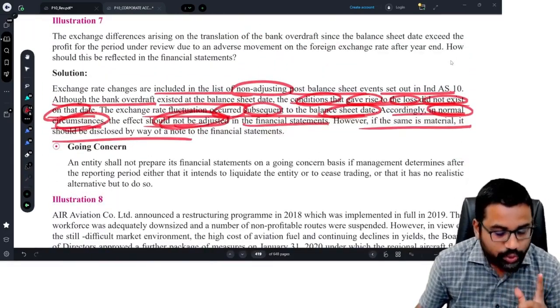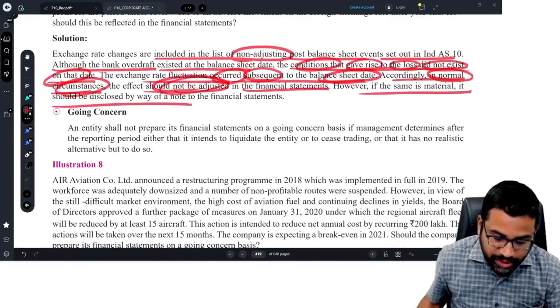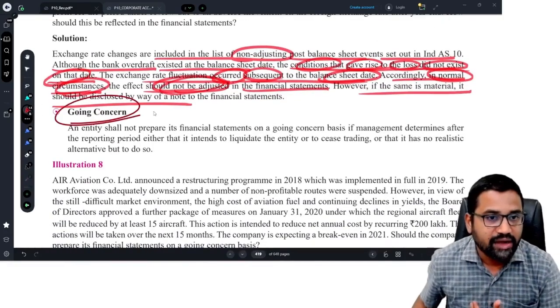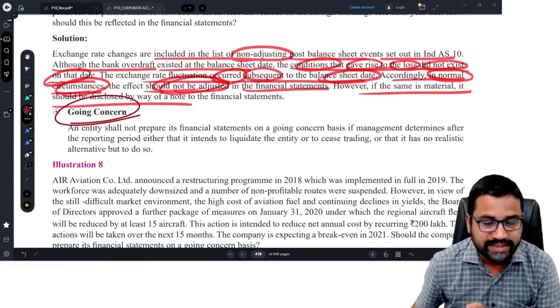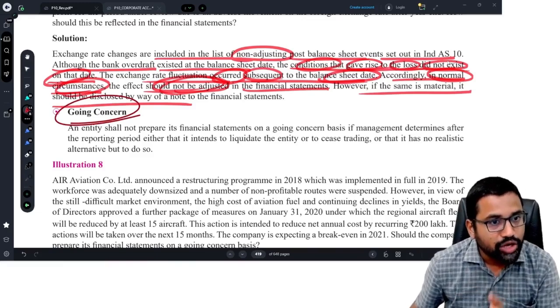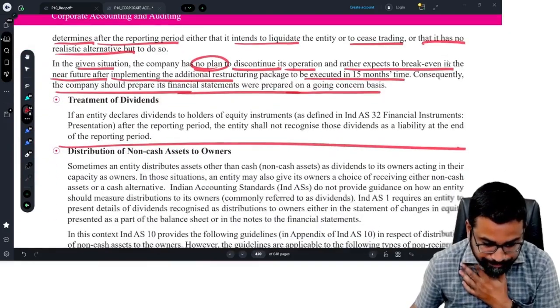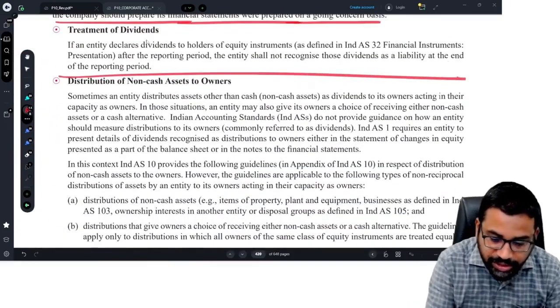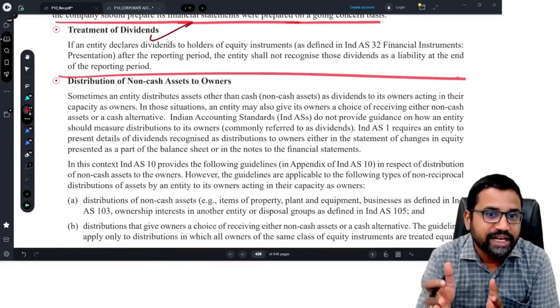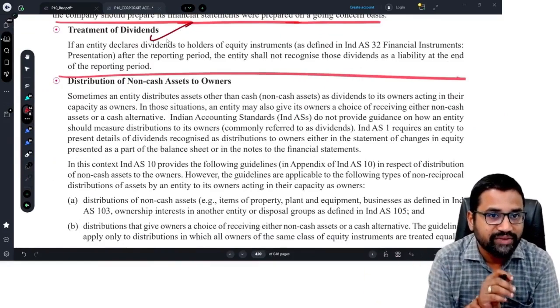Now I told you there are two exceptions, right? One is affecting the going concern. The moment an event which occurred after the balance sheet date is affecting the going concern assumption, then it is an exception. We have to consider the effect of that in the financial statements. And the treatment of dividend, I also told you. Any dividend declared after 31st March is a non-adjusting event.